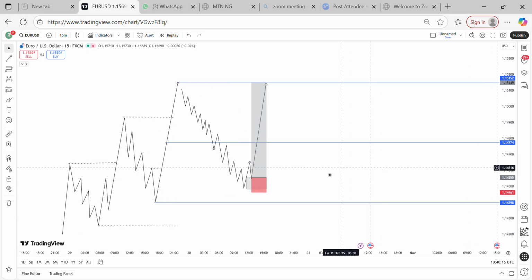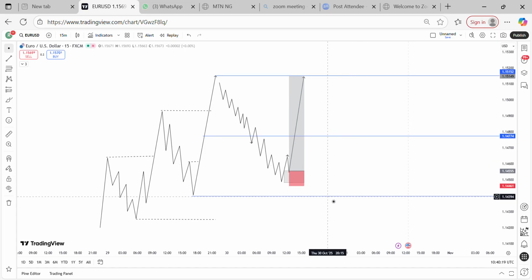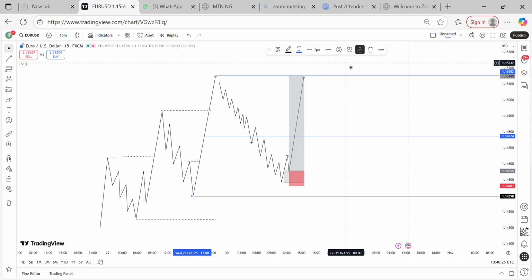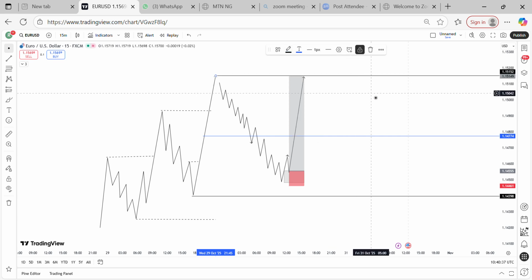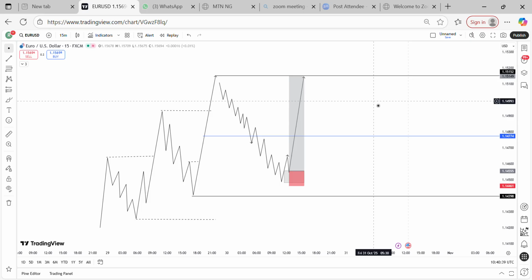So now this is what I mean by market structure. We have three types of market structure: the bullish market structure, the bearish market structure, and the consolidative market structure. Consolidation is the process whereby buyers and sellers are arguing over a particular price. That's what we call consolidation.